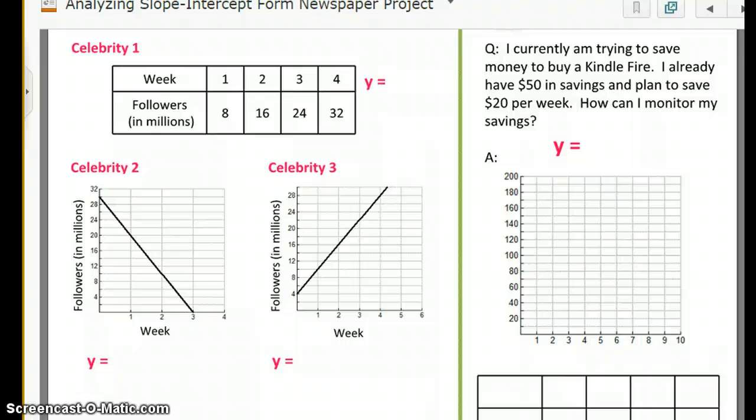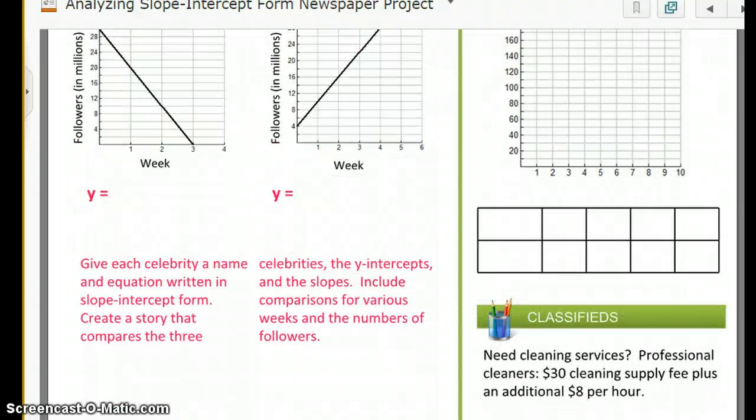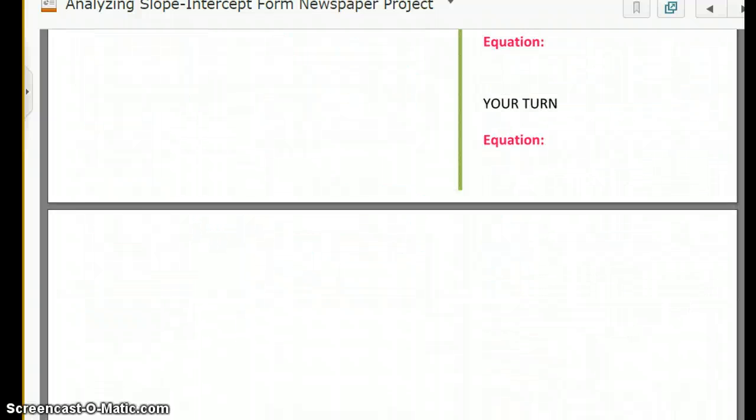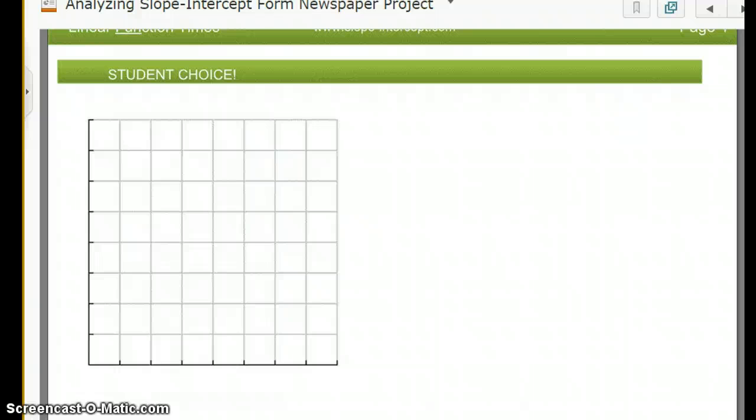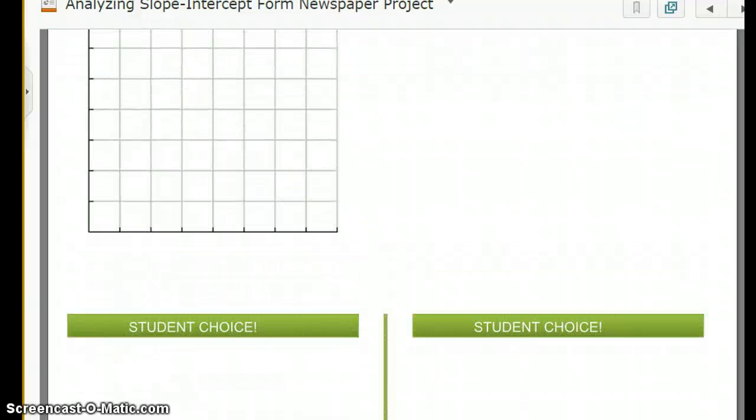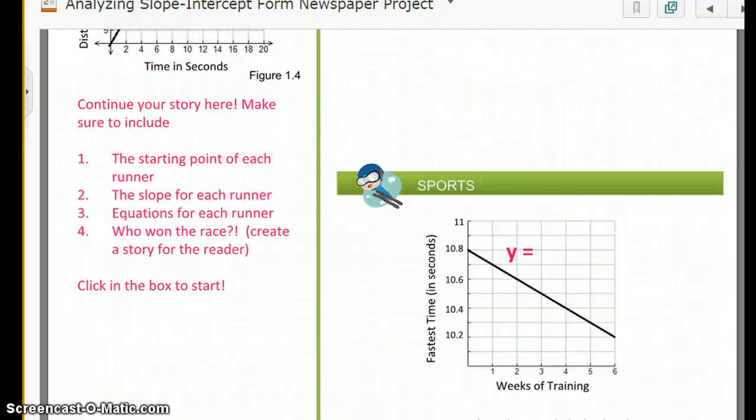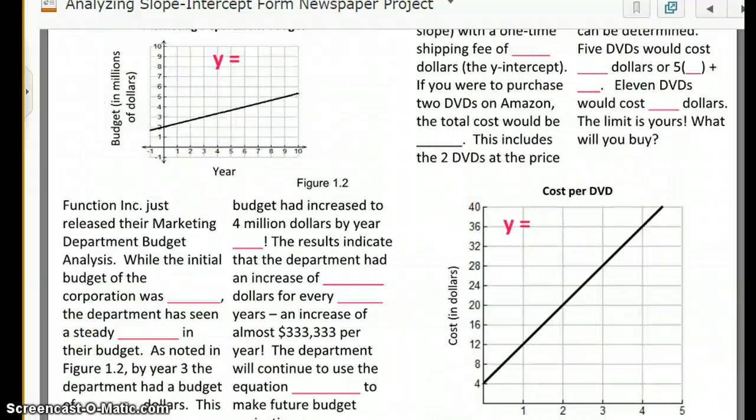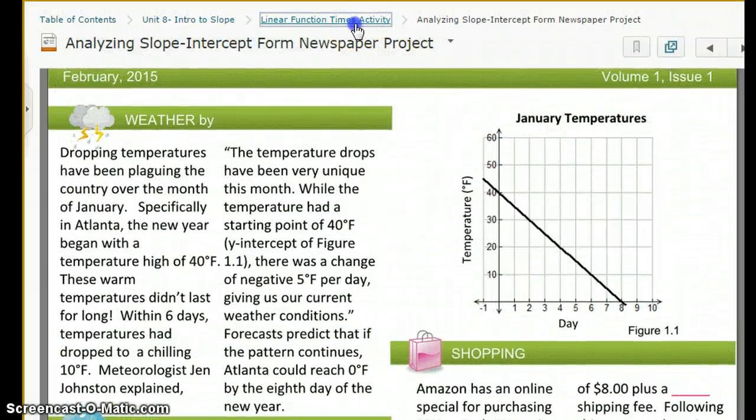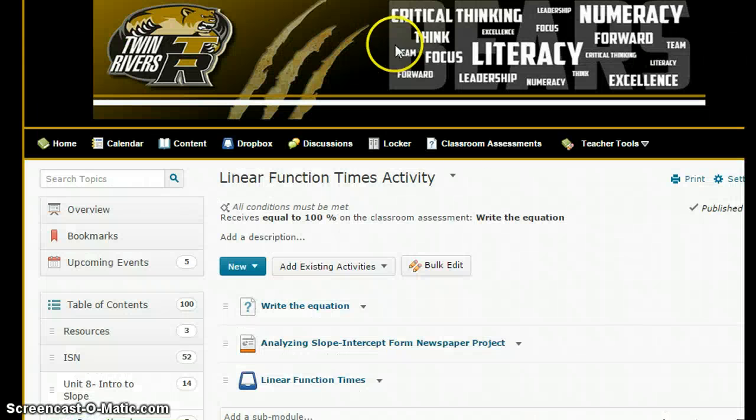And that continues on page 3. And then on the last page, they're going to have to do everything. They need to write a situation, make the graph, and show the equation. Once they finish this over the 2 days, they will submit it to the Dropbox.